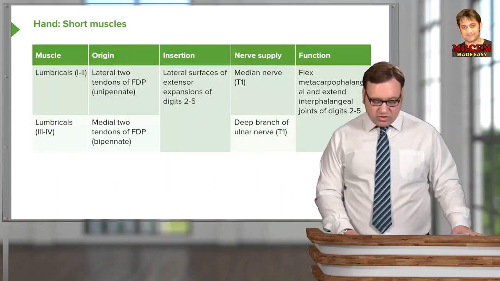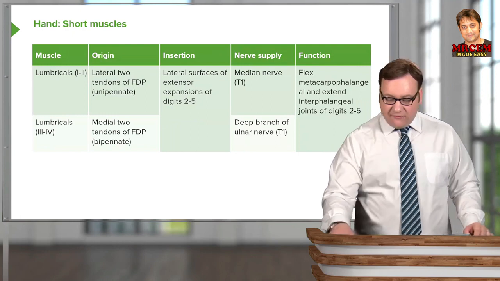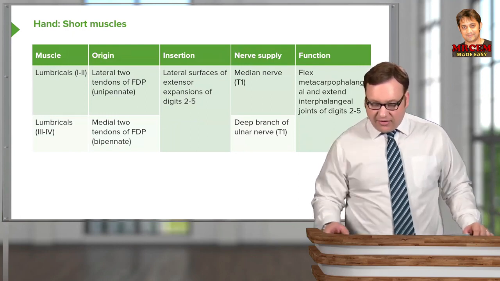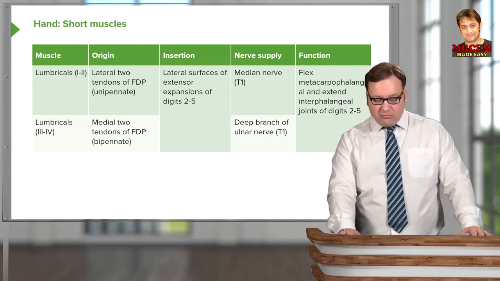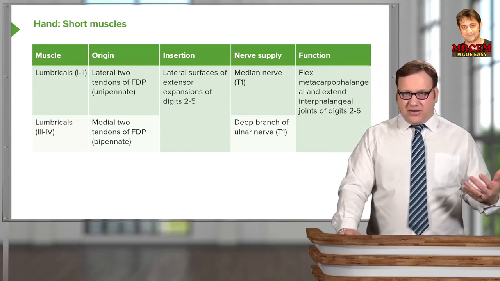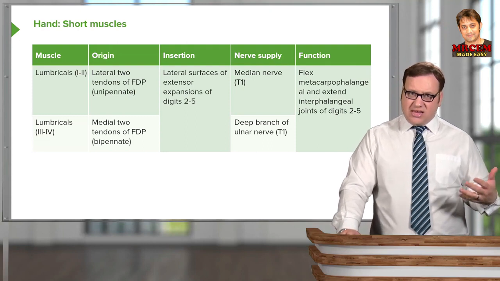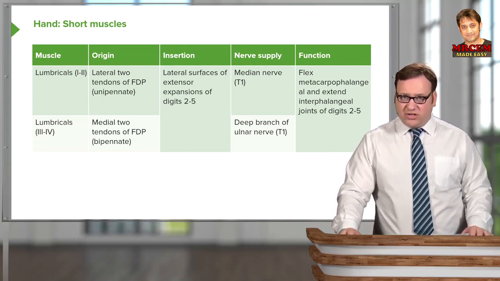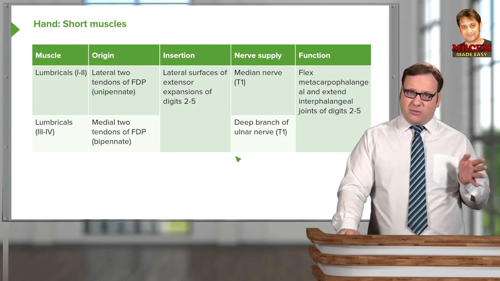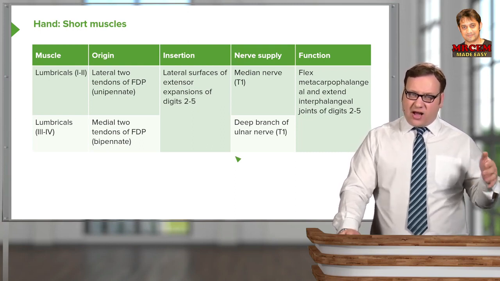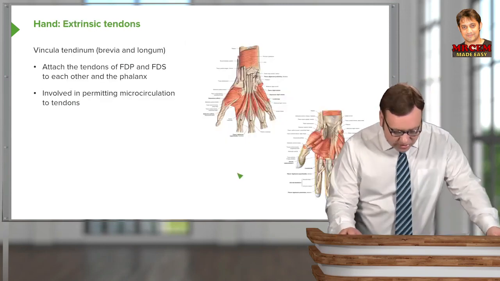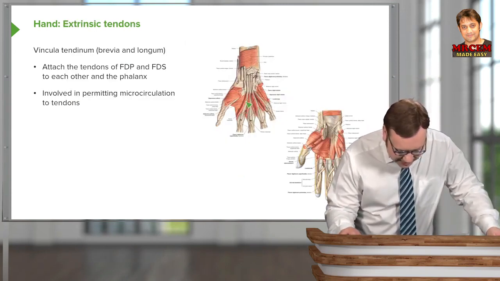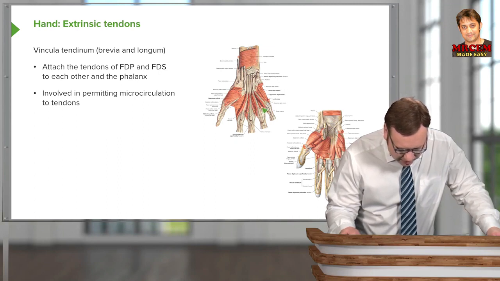So if we now move on to the short muscles of the hand, we can see that we have a whole series of what are known as lumbricals. We have lumbricals going to fingers 2 and 3. These are known as lumbricals 1 and 2. And lumbricals going to fingers 4 and 5. And these are known as 3 and 4. So we can see these lumbricals here. We've got a lumbrical here. We've got a lumbrical here. We've got a lumbrical here. And we have a lumbrical here.